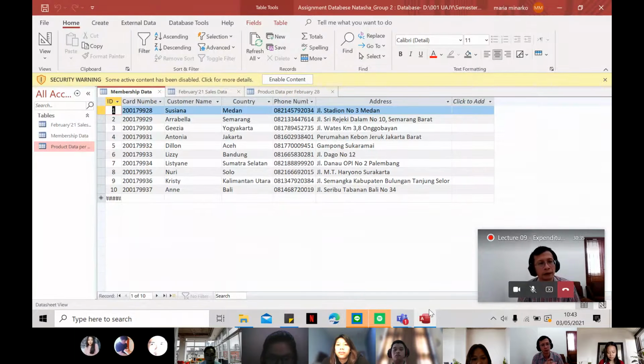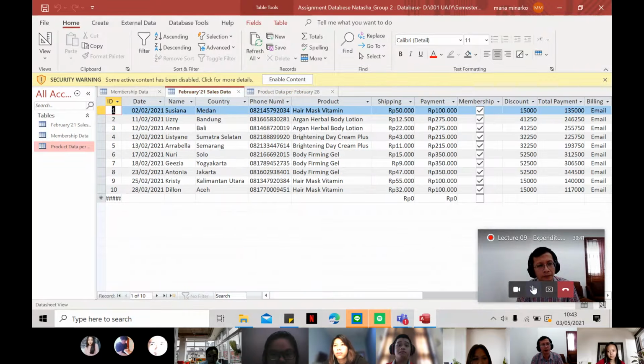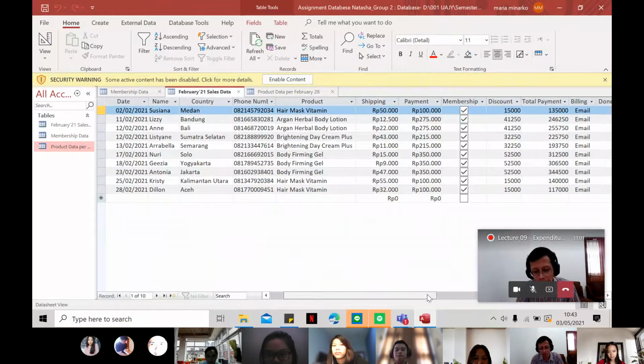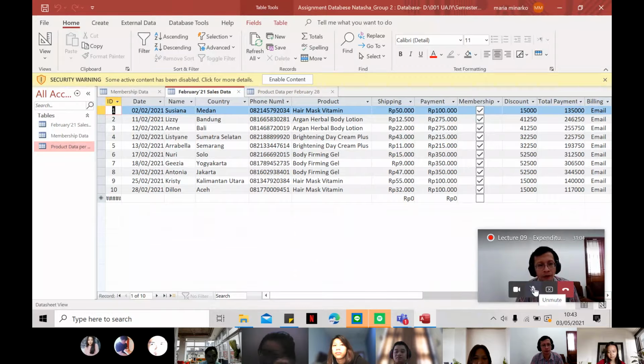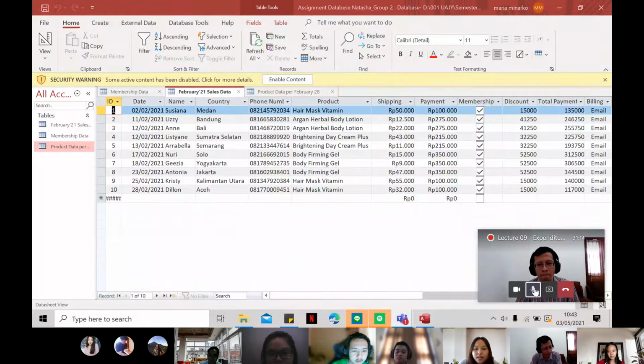And also, let me see the sales. Okay, so you already have a date there. So you don't need to put February 21st in the name of the data. Just call it sales data. And then when you want to know, for example, all the sales that happened in February, just take a look at the date. You can filter that and find all the sales that happened during the month of February. Okay? Okay, sir. Thank you. Good. Okay, continue.